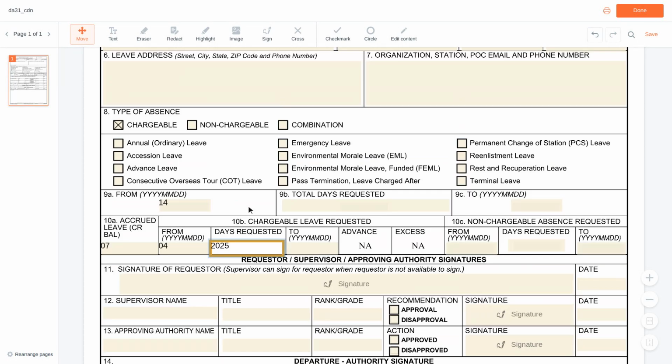Enter your leave address, which is where you will be staying during the leave period. Include a phone number where you can be reached. The chain of command needs this contact information in case an emergency recall is required.